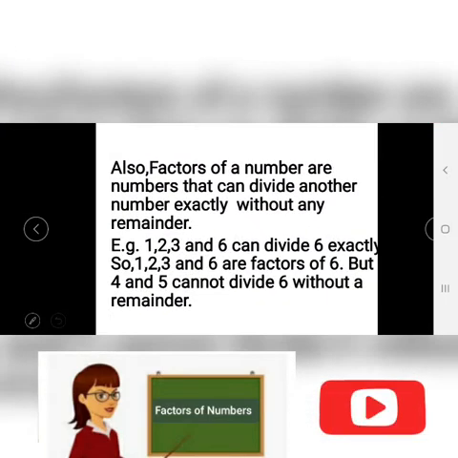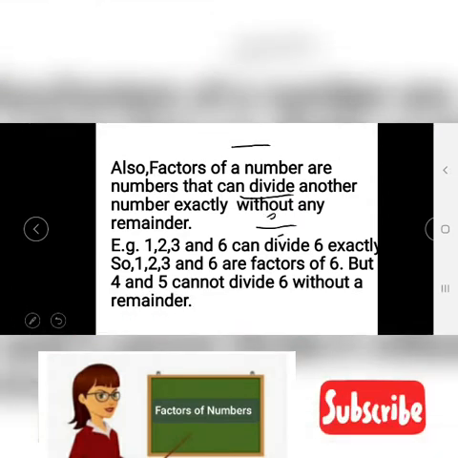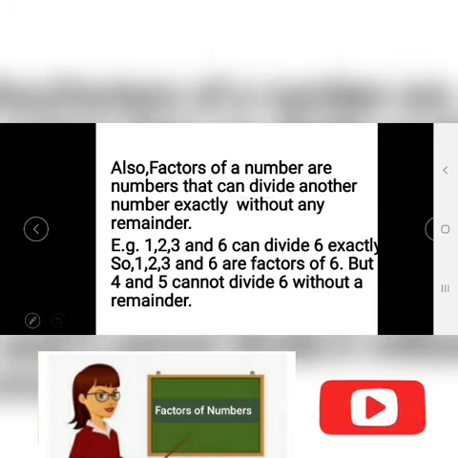Also, factors of a number are numbers that can divide another number exactly without any remainder. I hope you've not forgotten that I told you that in this topic, you can solve it either through your multiplication table or your division method. But in this topic, I'm going to put you through how to use your multiplication table to find factors of numbers.